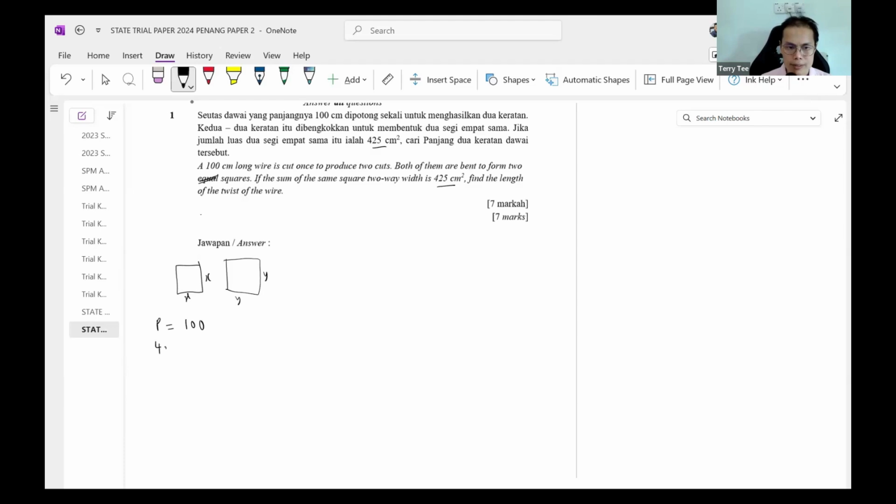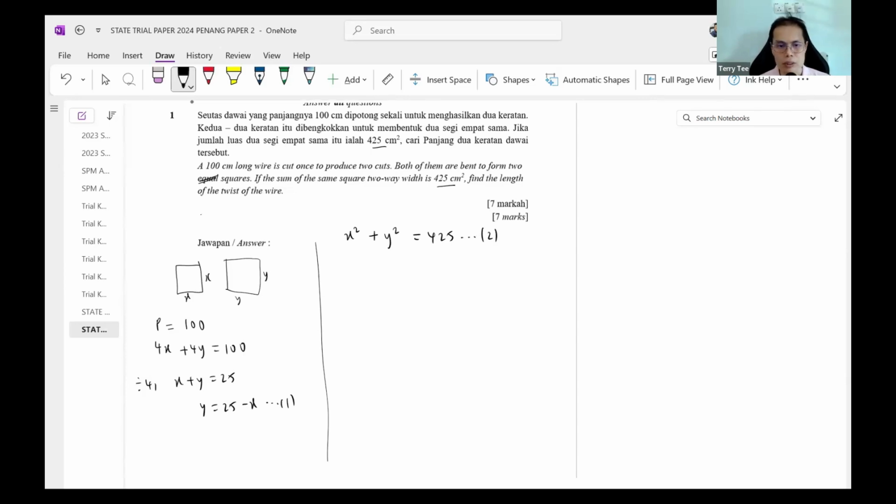So you have 4x, because x has four sides, and y also has four. 4x plus 4y gives us 100. Since they're all divisible by 4, I divide by 4: x plus y is 25, so y is 25 minus x. Call this equation number 1. My second equation would be the area. The first area is x times x, which is x squared, and y times y is y squared. The total area is 425. Call this equation number 2.